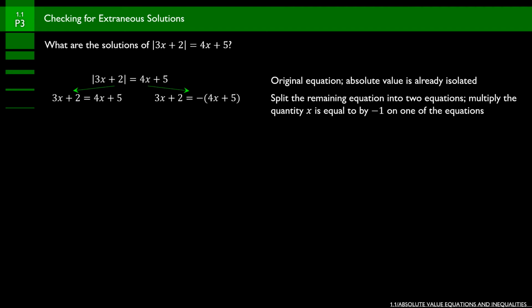So that leads us to an intermediate step, which is going to be the distribution. So we get 3x plus 2 equals negative 4x minus 5.